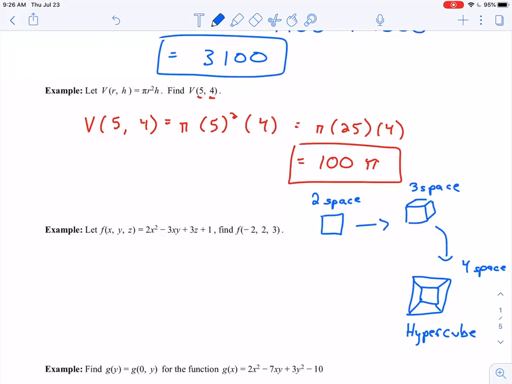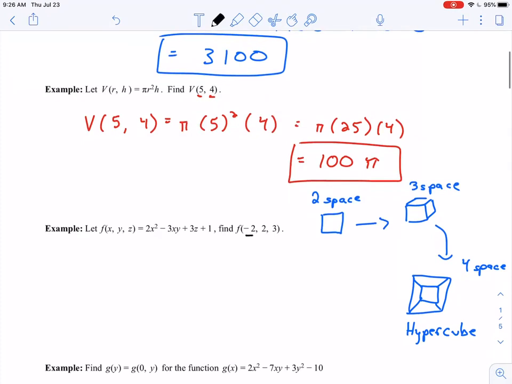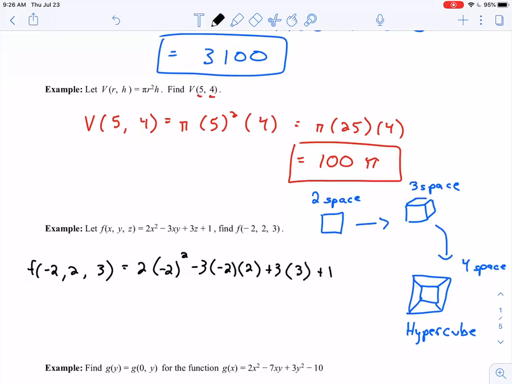But here, we're just going to work with this function f of x, comma y, comma z. We're going to evaluate this at f of negative 2, comma 2, comma 3. So let's see, f of negative 2, comma 2, comma 3. So let's see, I have 2 times x, that's negative 2 squared, minus 3 times x is negative 2, times y is positive 2, plus 3 times z, well, that's 3, plus 1. And then we're just going to evaluate this expression.